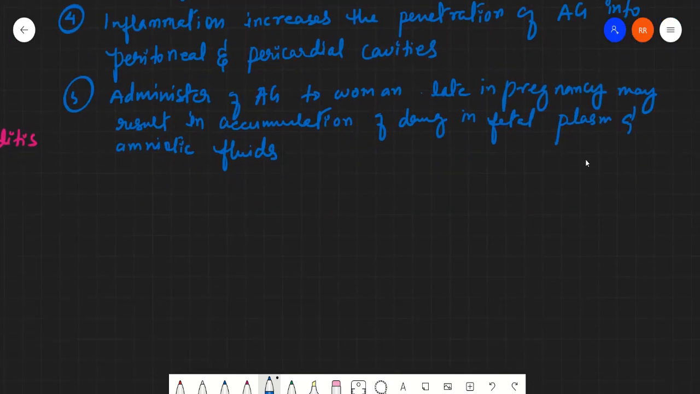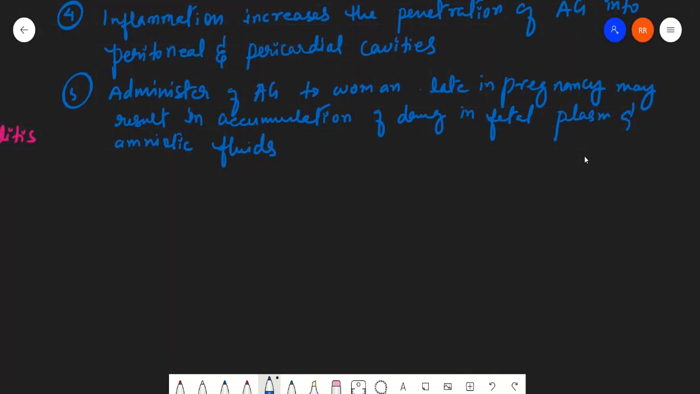Especially drugs like streptomycin and tobramycin can cause hearing loss in children born to a woman who received the drug during pregnancy. So if a pregnant woman receives an aminoglycoside, the children who are born may have a hearing problem or hearing loss. This should be avoided. Definitely aminoglycosides should be avoided during pregnancy.